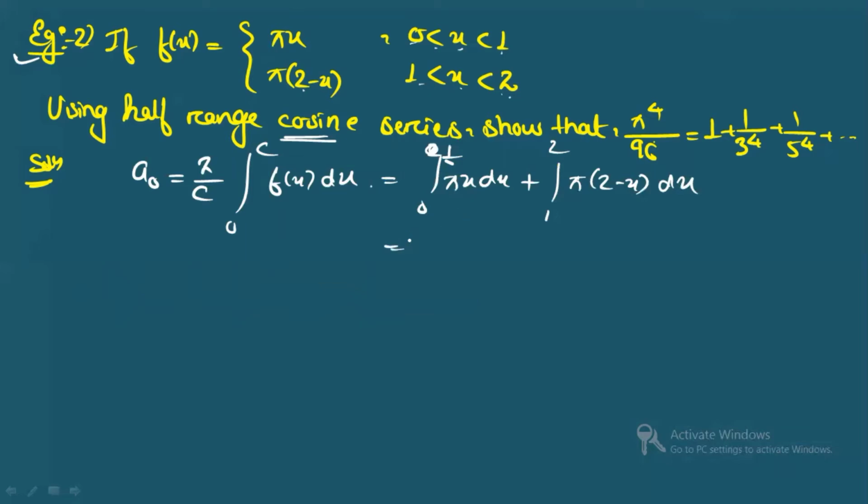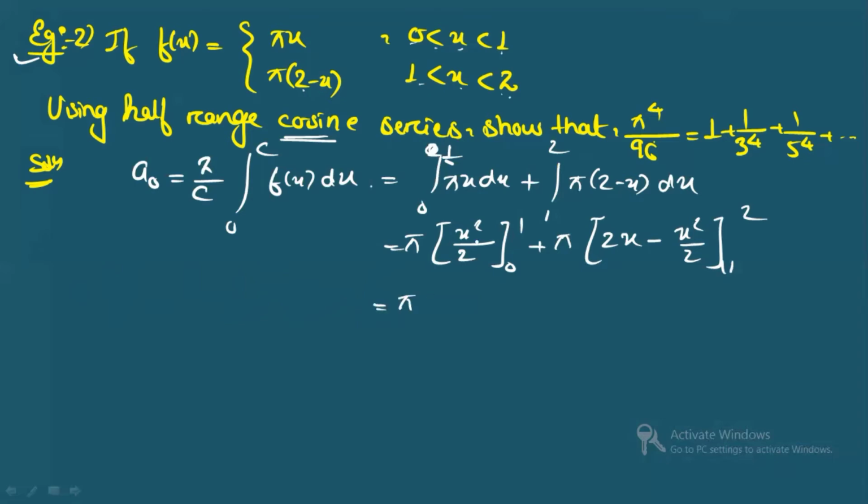All right. So just do the integration. Keep the pi outside. x will give you, on integration, x square by 2, 0 to 1, plus pi is outside. This is 2 minus x. So you will get 2 is constant. Integration of dx is x, minus x square by 2. And the limit is 1 to 2. So pi, this will give you 1 square by 2. 0 will give you 0, plus pi is as it is here.